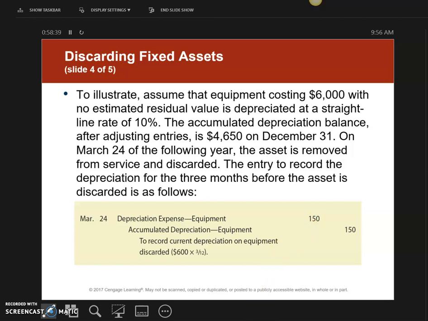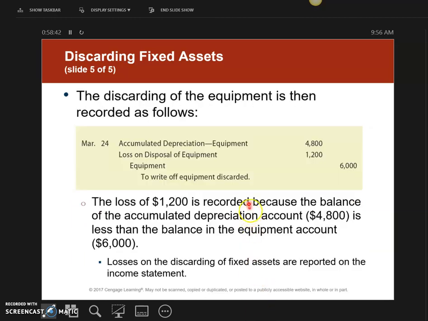And so when I get rid of it, if I just throw it away, here's what happens. The accumulated depreciation is $4,800. My equipment cost was $6,000. The book value was $1,200. So on my books, it was valued at $1,200, 6,000 minus 4,800 is my book value. So when I just get rid of something that has a value on my books, it's considered a loss of $1,200, which does reduce my taxes.